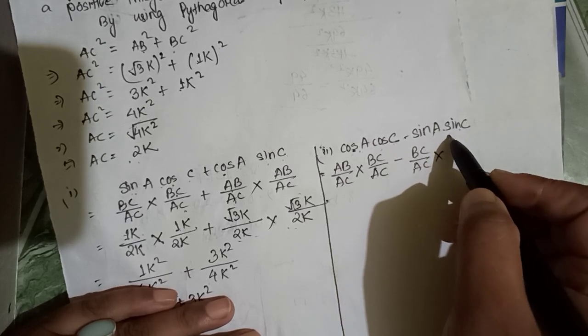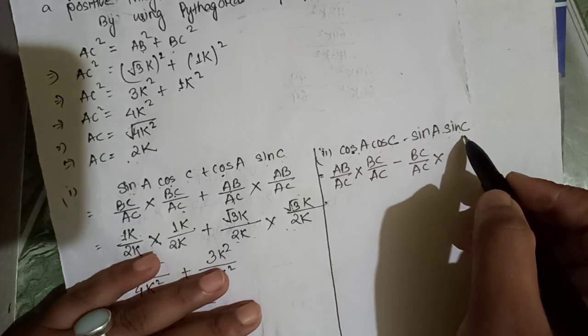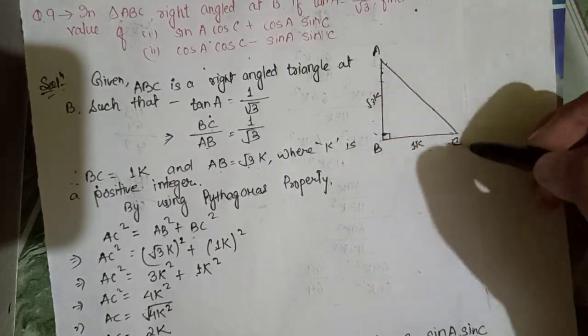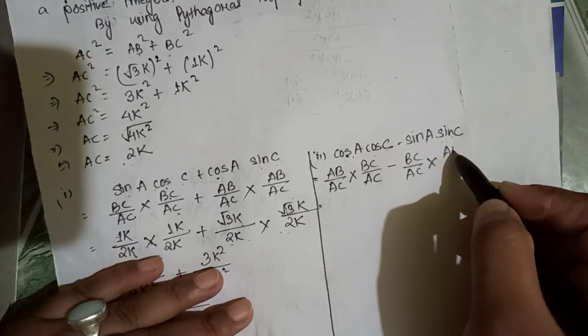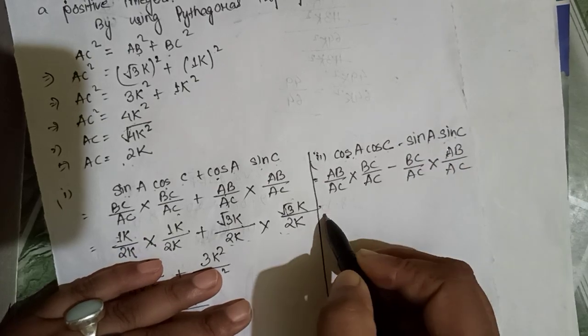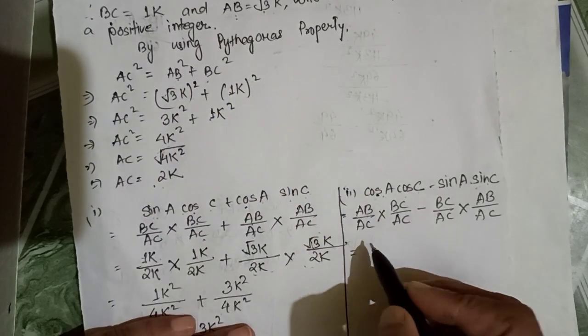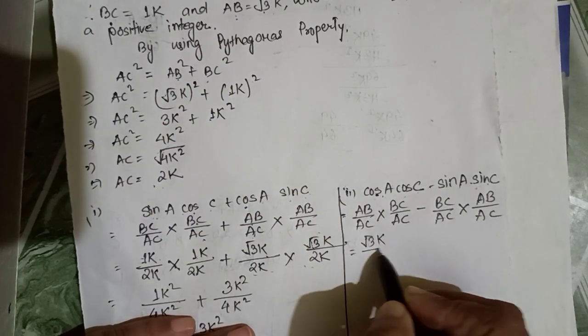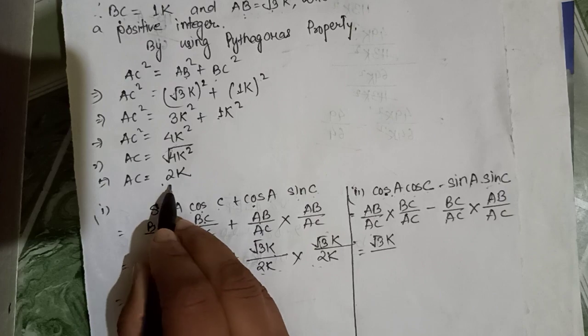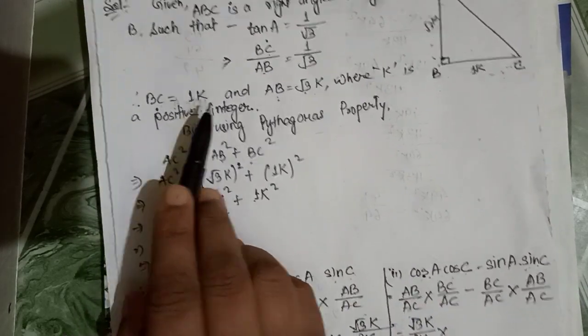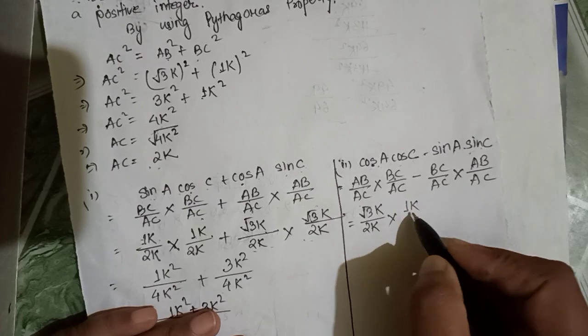Again you have to put the formula for sin, but you have to look from C. From C if I see, opposite side will be AB and hypotenuse will be AC, AB by AC. So we have the value for AB is root 3K. So it is root 3K divided by AC. We have 2K into BC. BC we have 1K. So let us write here 1K by AC.